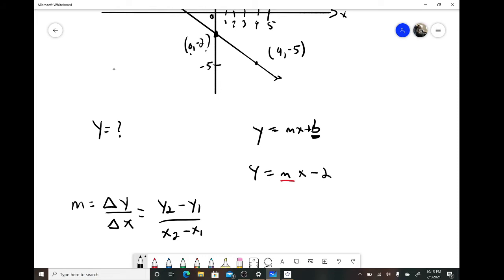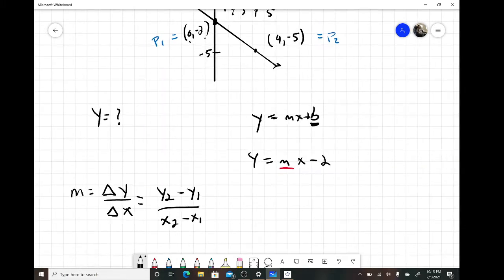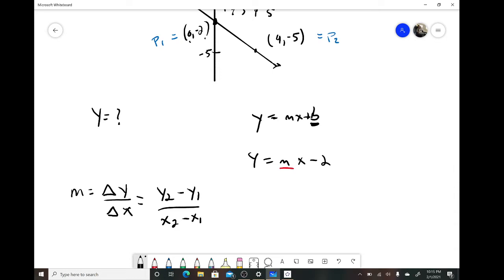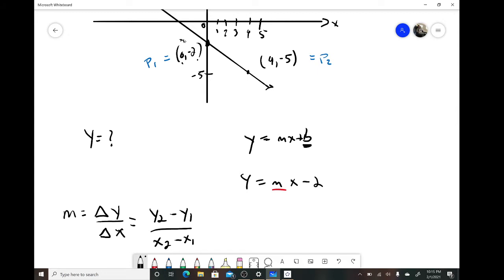To use this formula, we need to have 2 points on the line. Do we have 2 points on the line? We actually do. We call this point 1, we call this point 2, and we have 2 points. It doesn't matter which point you pick as point 1 and point 2, so long as you're consistent. So if you pick one point to be point 1, like this one, then this is going to be my x1, this is going to be my y1, and this is going to be my x2, this is going to be my y2.